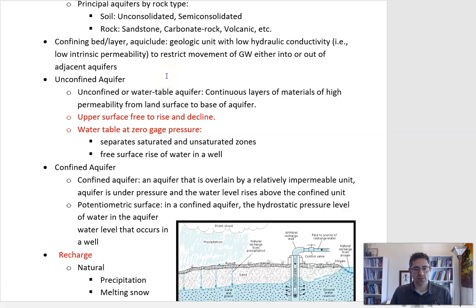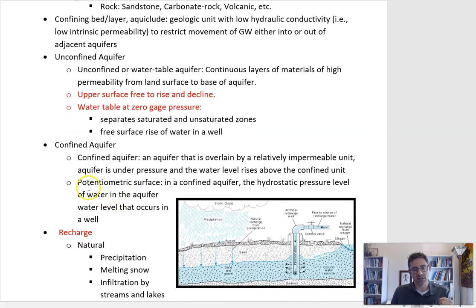Versus a confined aquifer, which is an aquifer that's overlain by an impermeable unit like an aquiclude, and that aquifer is under pressure and the water level can rise above the confined unit in a well. We'll look at that again in a second.